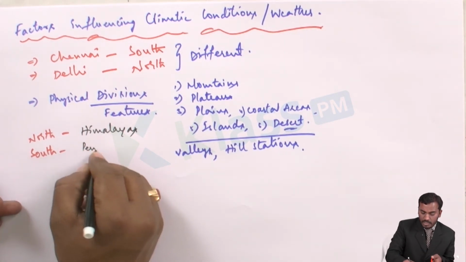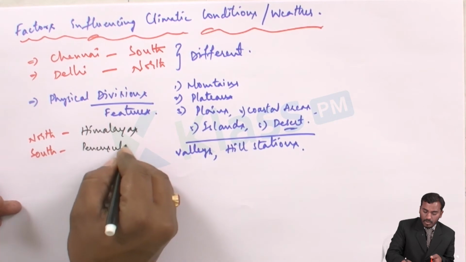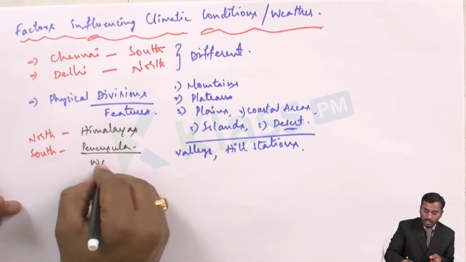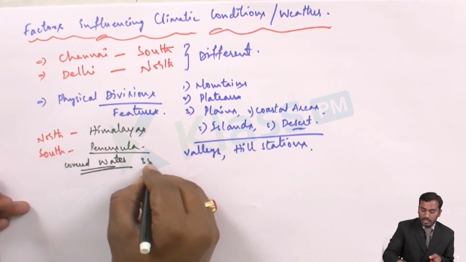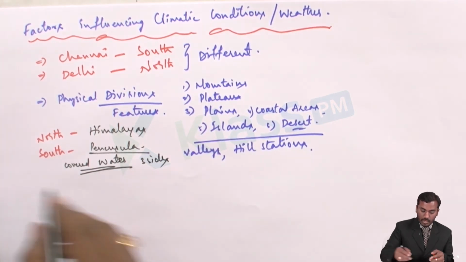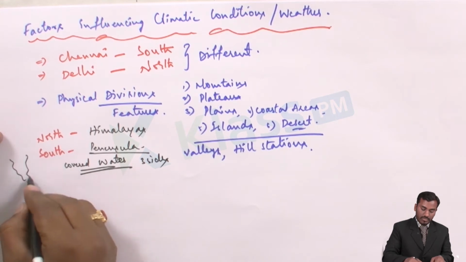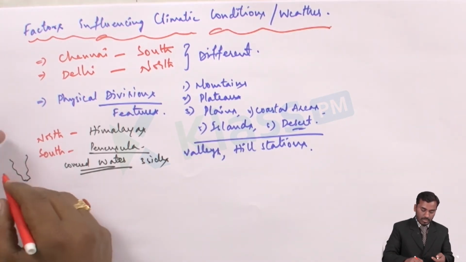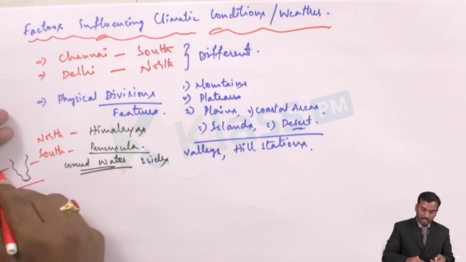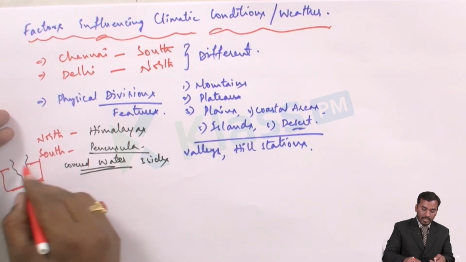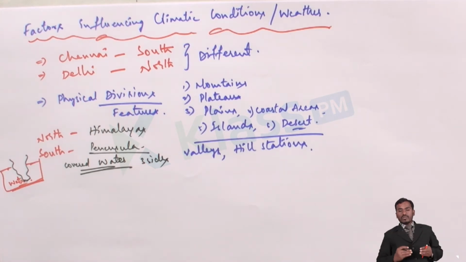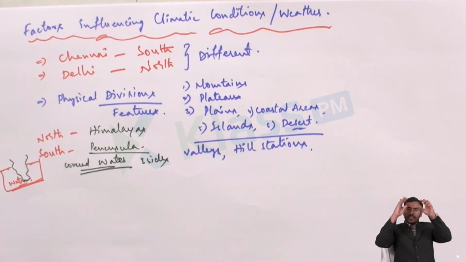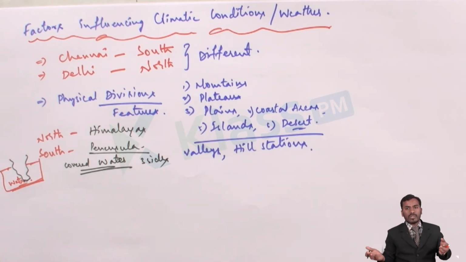Why are we calling it a peninsula? We are calling it a peninsula because it is covered with water on all three sides. If you can see here, if this is India, this and this, all three sides are completely covered with water. Am I right? So down here it is completely covered with water, and up it is covered with a different type of water, nothing but the snow-capped Himalayan mountains.